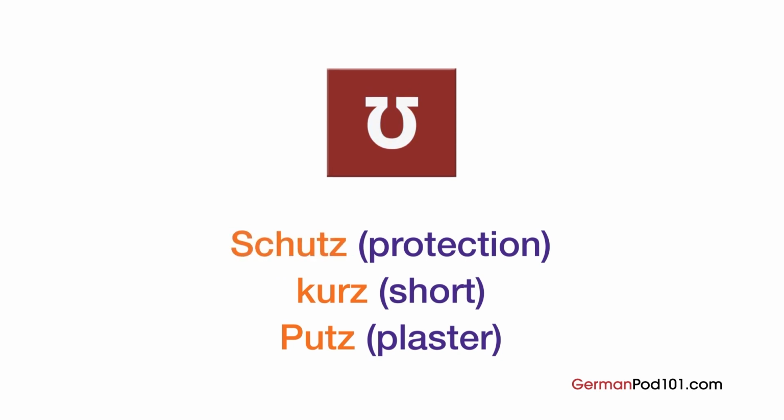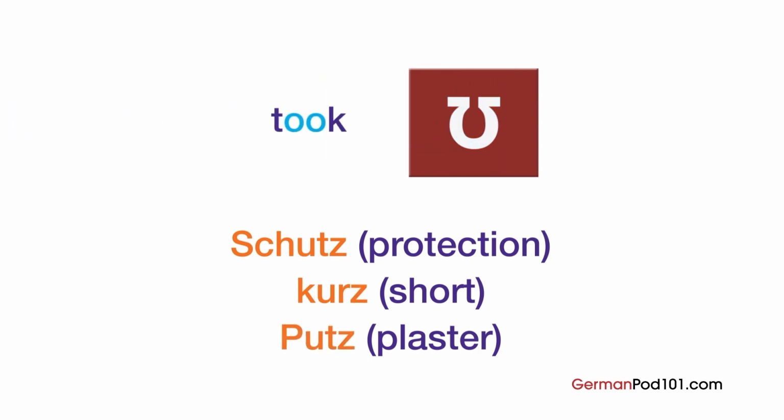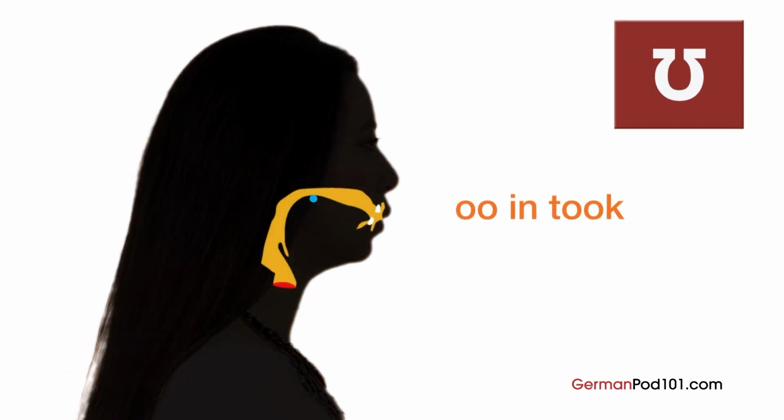And the last vowel is U, as in Schutz, kurz, Putz. It's identical to the double O sound in the word took.